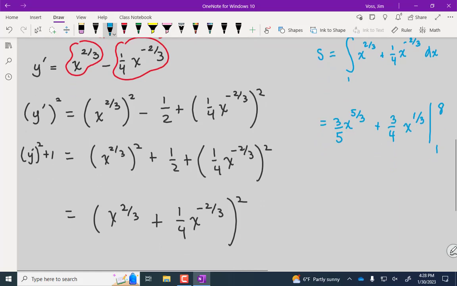And plugging in the upper limit, we have a perfect cube. So the cube root of 8 is 2. 2 to the fifth is 32. So we're going to have 3/5 times 32. Plugging in the 8 here, again, perfect cube, so we get 2. We're going to get 6/4. Well, I guess we just write that as 3/2. Plugging in the 1, we're going to have minus 3/5 and minus 3/4.